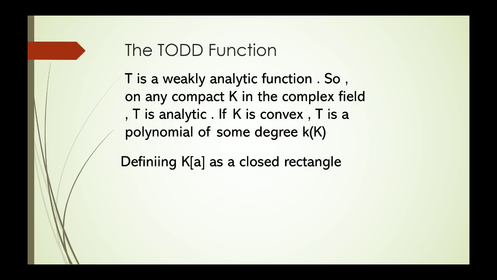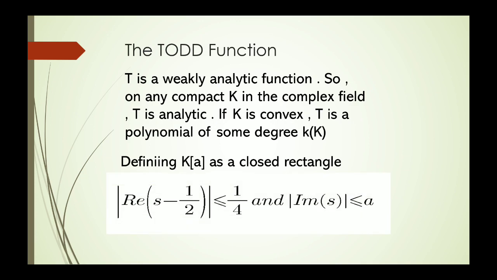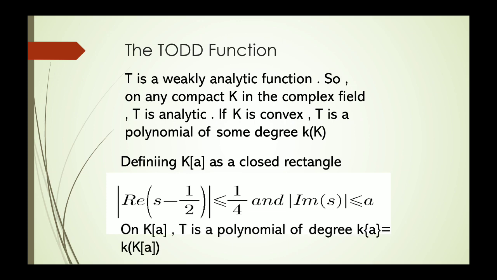Now let's define a closed rectangle as Ka satisfying the following conditions. Over here, the modulus of the real part of S minus half is less than or equal to 1/4, and the modulus of the imaginary part of S is less than or equal to A, where A is a parameter in the rectangle. Here S obviously belongs to this domain, so this gives us T, or the Tau function, as a polynomial of degree k of Ka.